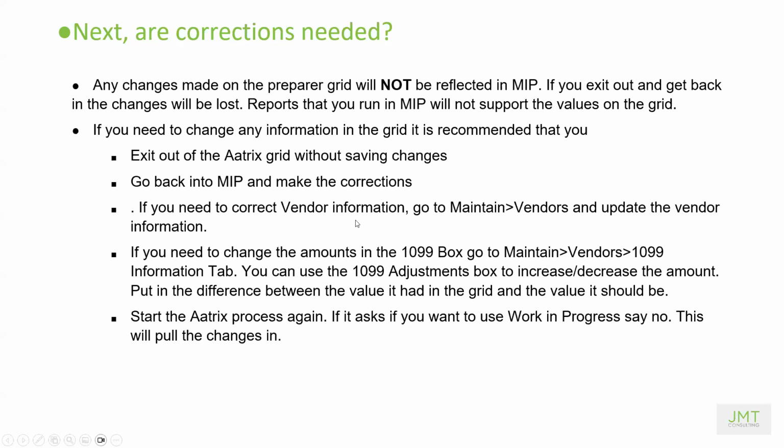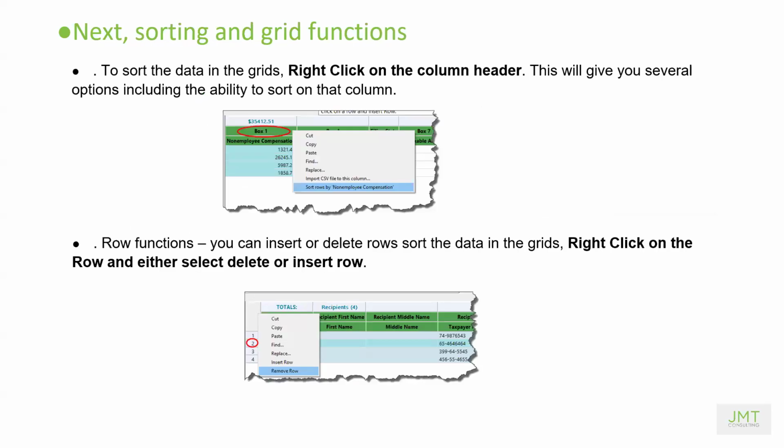Any correction that you need to make pertaining to vendor and vendor payments need to be made on the vendor records. Tells you where. And then once all the information has been entered, all the corrections on the adjustment grid in this example, then you just start that whole Atrix process again.